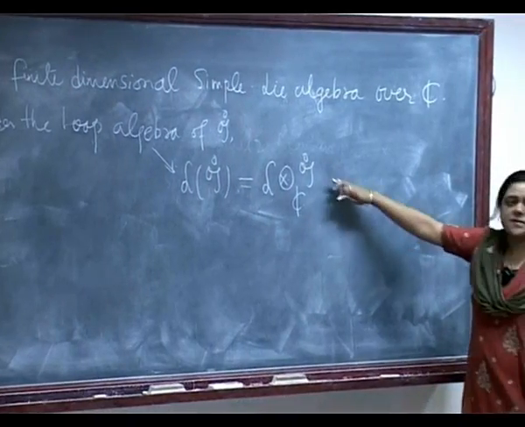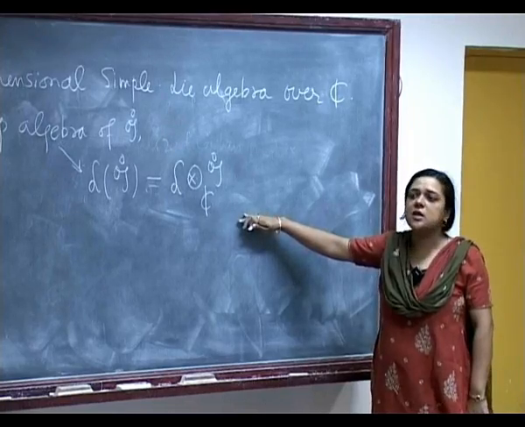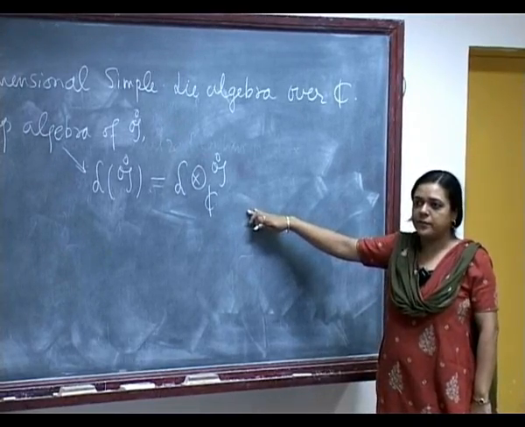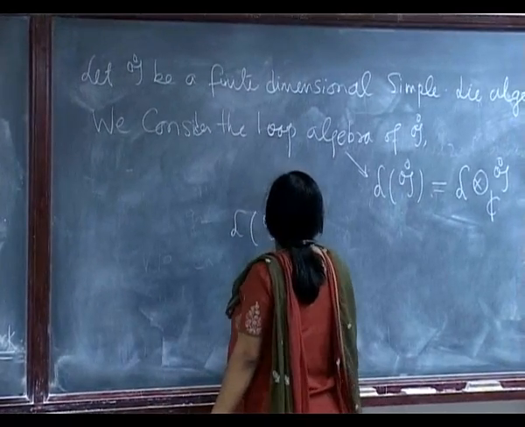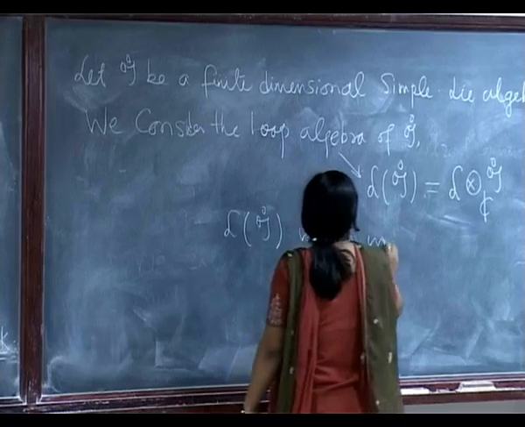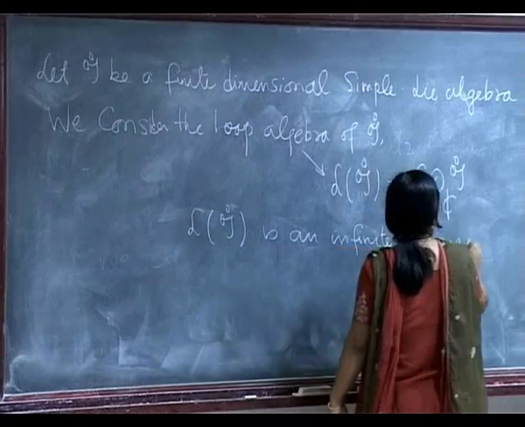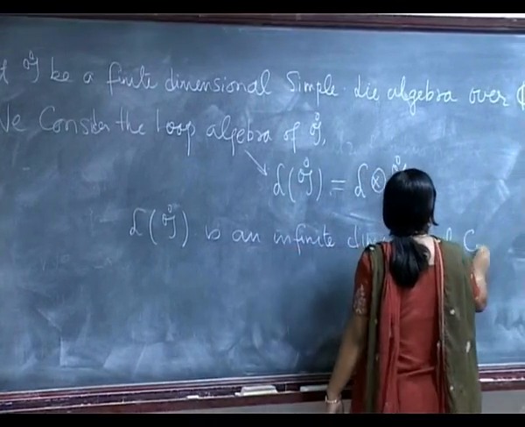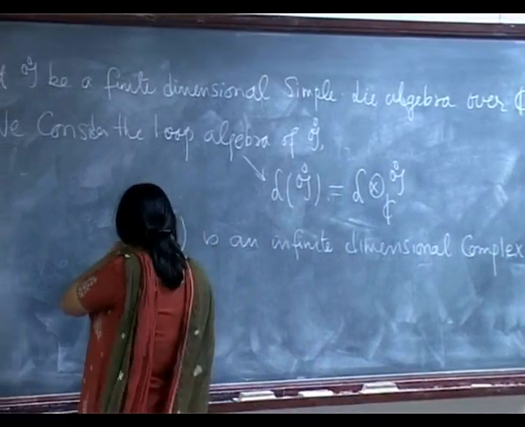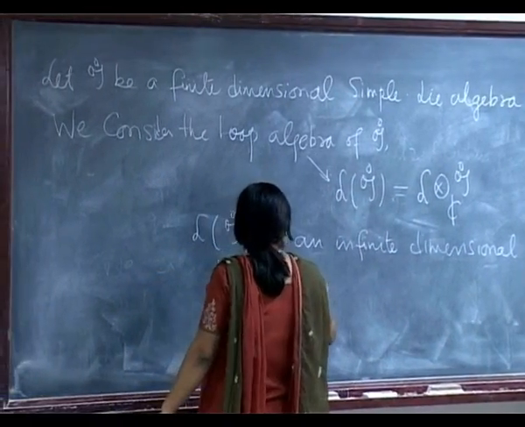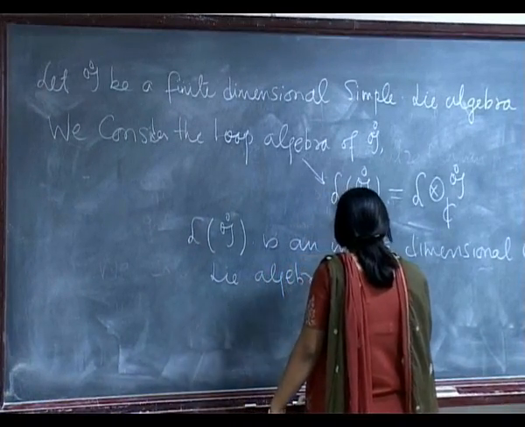Okay. So, what is this? This is an infinite dimensional complex Lie algebra. Okay. So, LG naught is an infinite dimensional complex Lie algebra. And what is the bracket here?